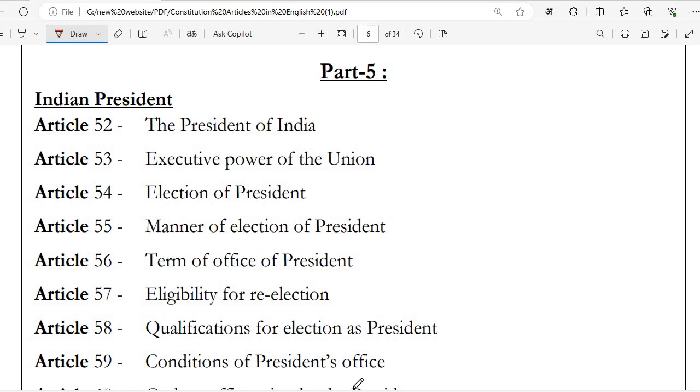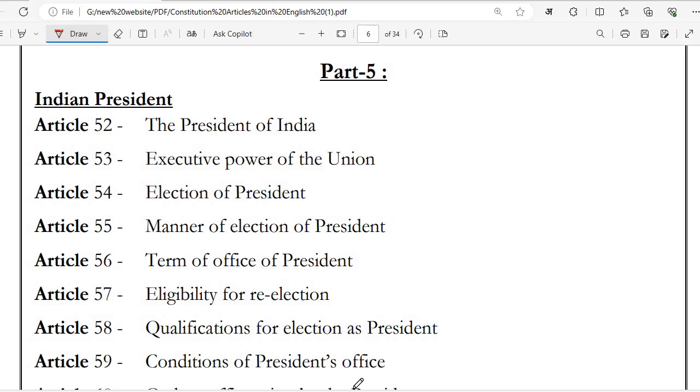It means all the executive functions actually performed by the prime minister and his government are done in the name of the president, and later on the prime minister is bound to convey or discuss all the matters with the president. Article 54 says election of president, and 55 manner of election of president. Election of president means what?